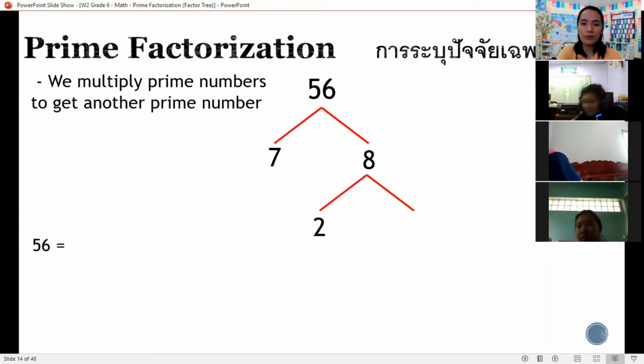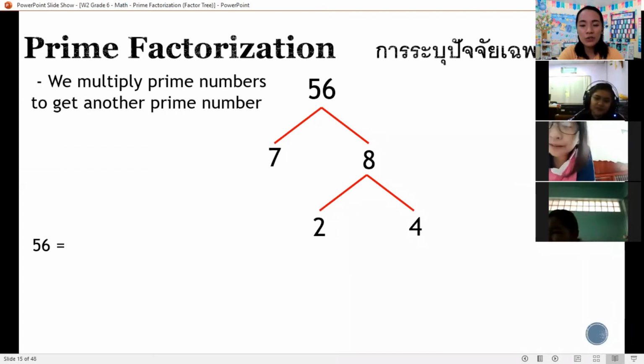The factors of 8 are 2 and blank. What will we multiply to 2 in order to get 8? 4. 4. Very good, Jenny. So we have 4. Now, look at 2 and 4. Which of these is the composite number? 4. Very good.